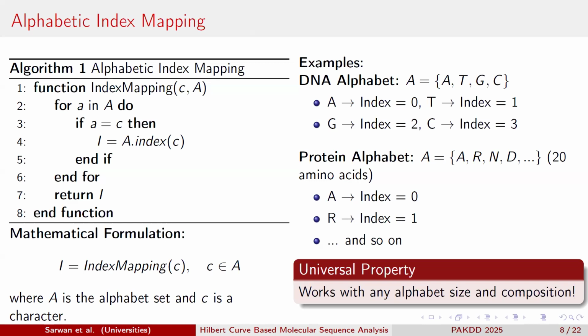The universal property is what makes this special. It works for any alphabet size and composition, whether you have 4 nucleotides, 20 amino acids, or maybe more than 100 SMILES string values. So the method adapts automatically. This flexibility is crucial for real-world applications where researchers work with diverse molecular sequences.